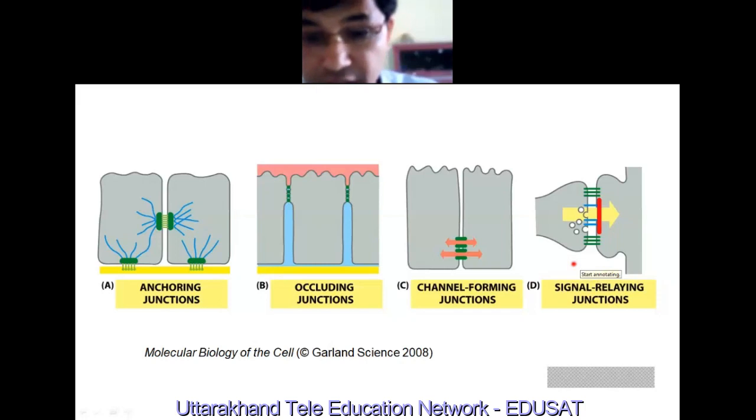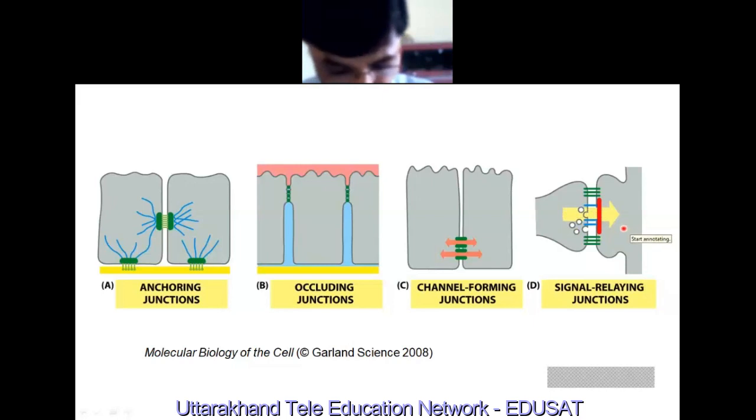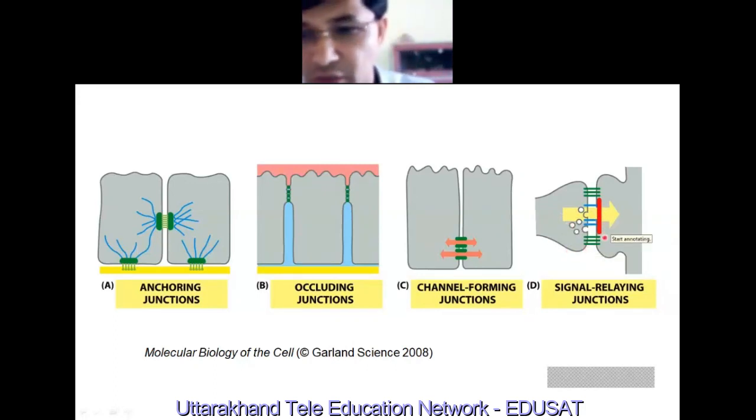Signal relaying junctions, basically, this is the structure of the neurons. It is a presynaptic neuron and a postsynaptic neuron, and some information is inside the presynaptic neuron. Now the presynaptic neuron sends its information to the postsynaptic neuron. Here you will see these are the neurotransmitters. Now these neurotransmitters release their content in the synapse.